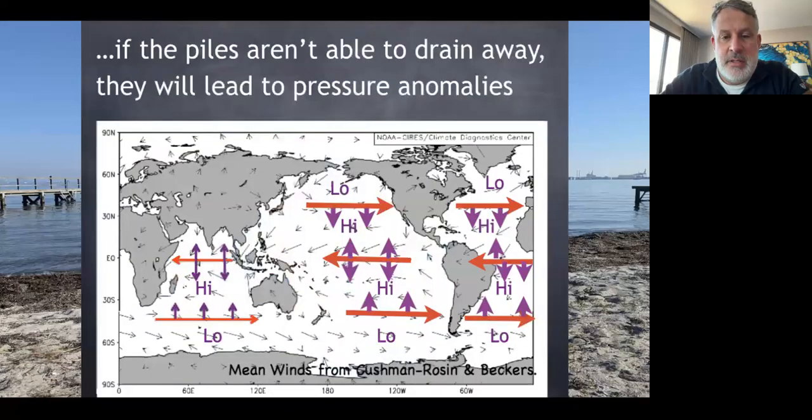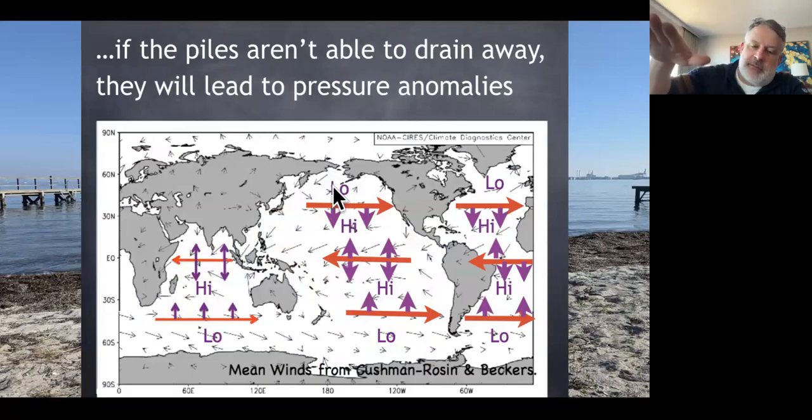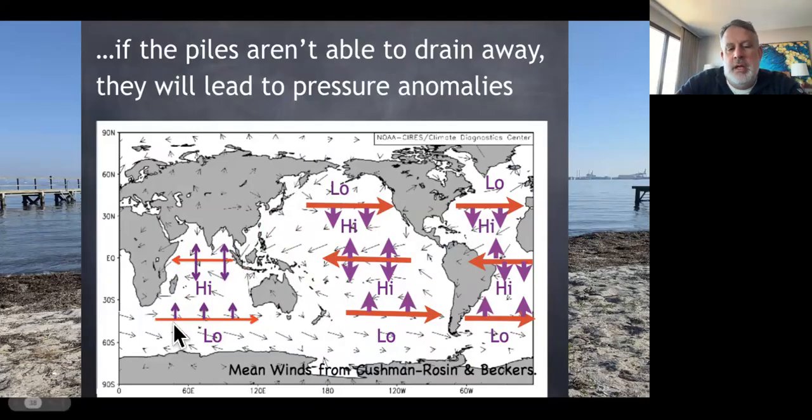That makes sense. So when we look at this pattern, we've got high pressure between the surface and the pycnocline, low pressure between the surface and the pycnocline in patterns that are representative of the overall planetary wind patterns. So the subtropics have high pressure between the surface and the pycnocline. The subpolar regions have low pressure between the surface and the pycnocline.